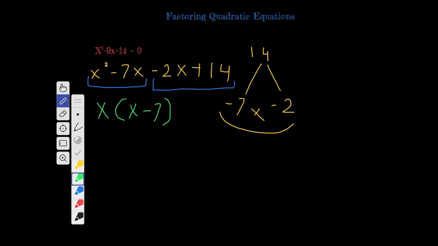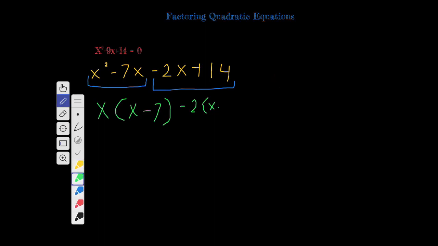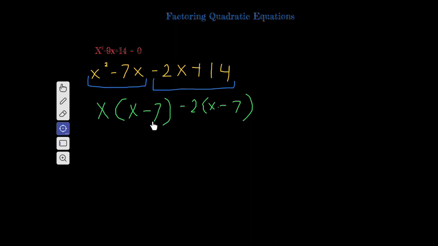Now what we can do is negative 2 times x minus 7. Let me erase this for you guys, because I don't think that you need this. So what we're doing is negative 2 times x minus 7. And just to check if you did this right, the thing inside the parentheses needs to be the same as this thing. This is x minus 7, and this is also x minus 7. Negative 2 times x is negative 2x. Negative 2 times negative 7 is 14.